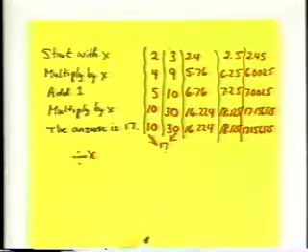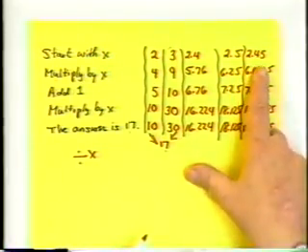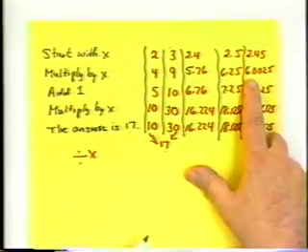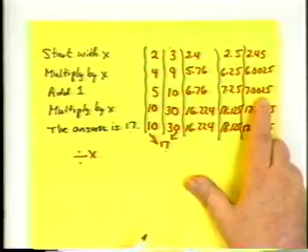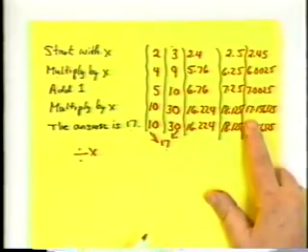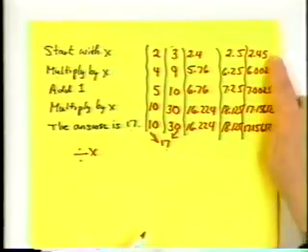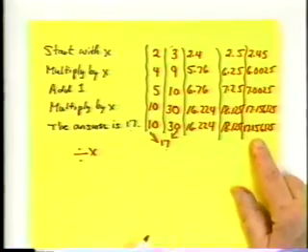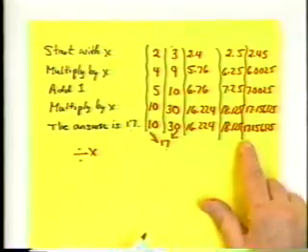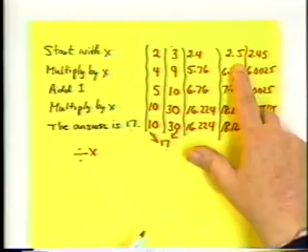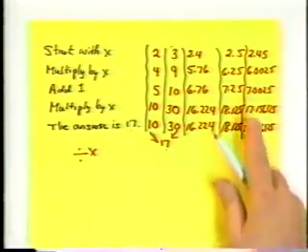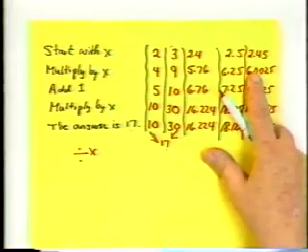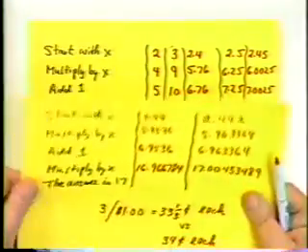I'll try 2.45. I multiply 2.45 by itself, I get 6.0025. Add 1 gives me 7.0025. Multiply by 2.45, the input, gives me 17.156125. Again, this one is too big. The other one is too small. So I know the right answer is someplace in between. Let's suppose I just try 2.44 for the sake of argument.